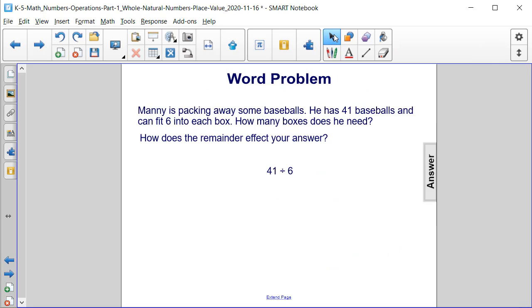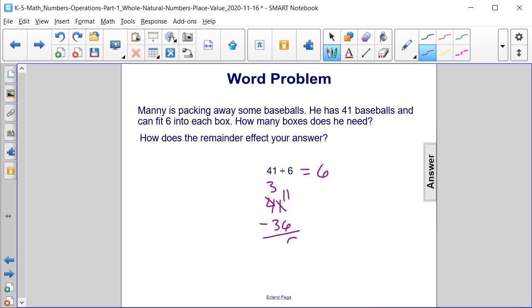Let's try another word problem. Manny is packing away some baseballs. He has 41 baseballs and can fit 6 into each box. How many boxes does he need? How does the remainder affect your answer? So let's actually do the division here. 41 divided by 6 is 6. And 6 times 6 is 36, so you have 41 minus 36, and you end up getting 5 as your answer here. So there is a remainder of 5.